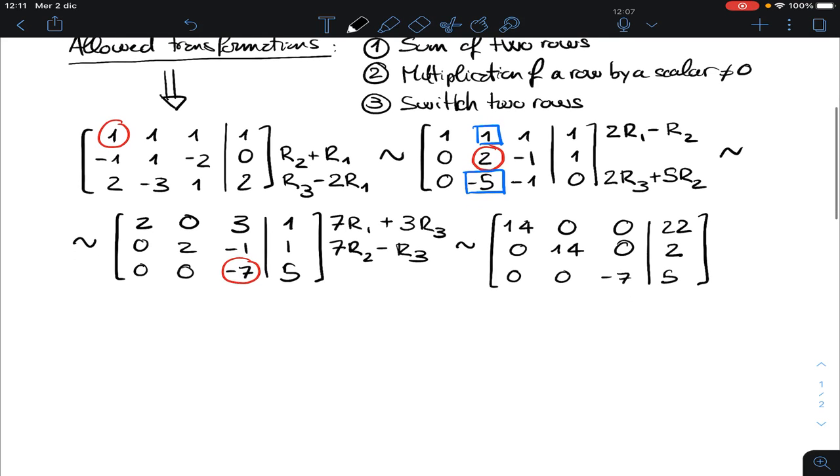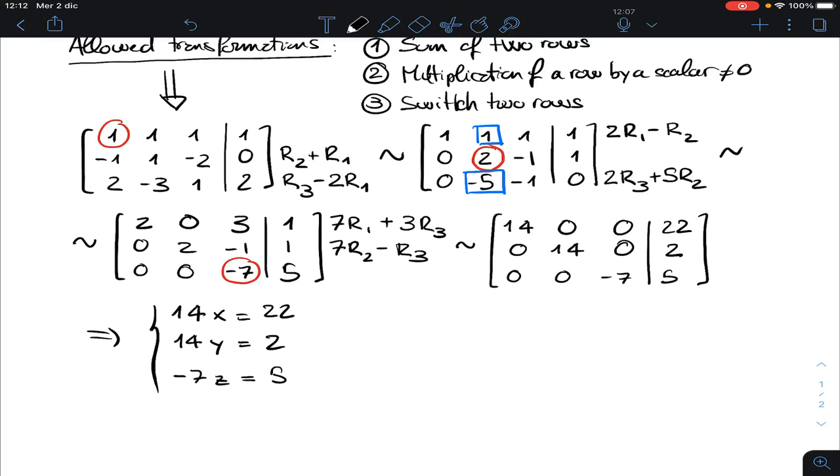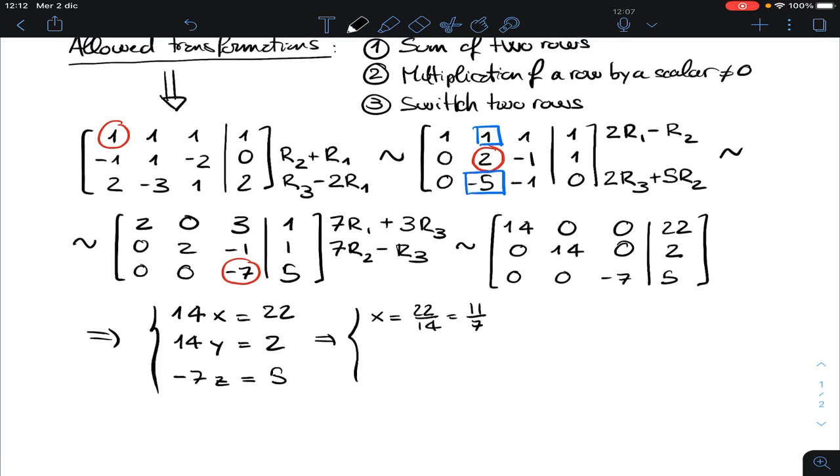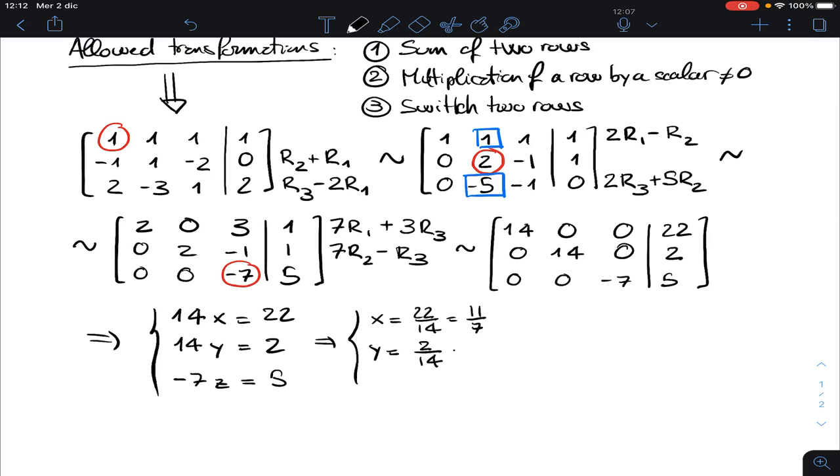Now, to this matrix corresponds a linear system, which is now very easy to write down because it is 14 times x equals 22, 14 times y equals 2, and minus 7 times z equals 5. But this is a linear system which is immediate to resolve, because from this you get that x is 22 over 14, which, by simplifying this fraction, is 11 over 7. Y is 2 over 14, which, by simplifying it, is 1 over 7. And z is minus 5 over 7, which doesn't need to be simplified.